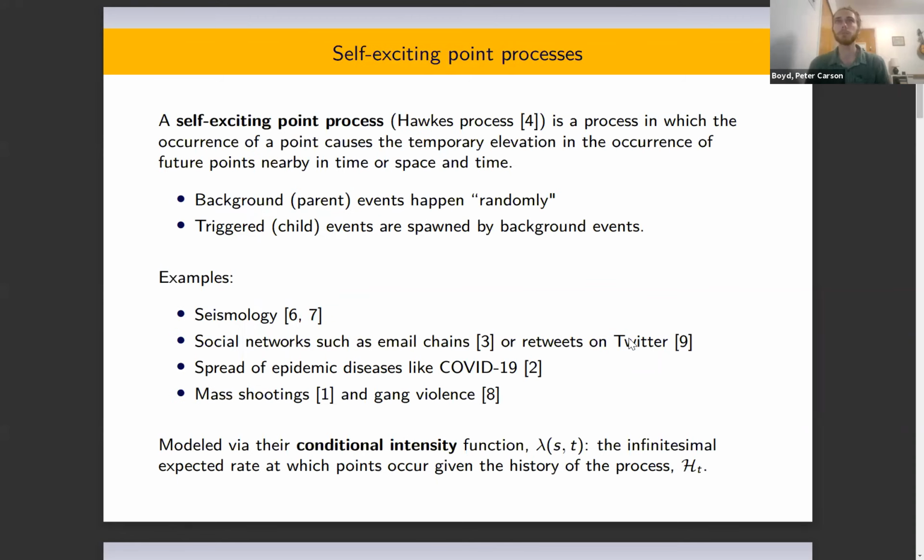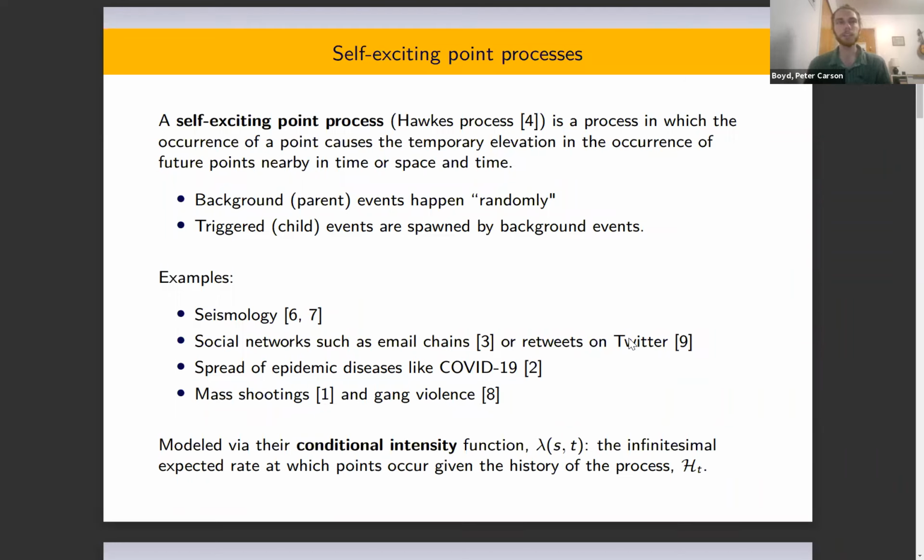All right, so a Hawkes process is also called a self-exciting point process. And this process is essentially just a collection of points in which one point or event can cause more points in nearby space and time. So we can think of this sort of as a two-part sequence in which we have background or parent events that happen randomly by some process, such as a Poisson process. These background events are then able to spawn or trigger child events.